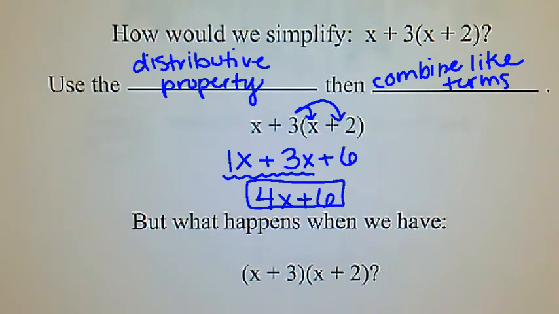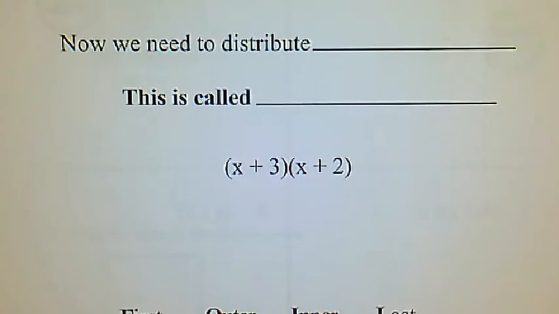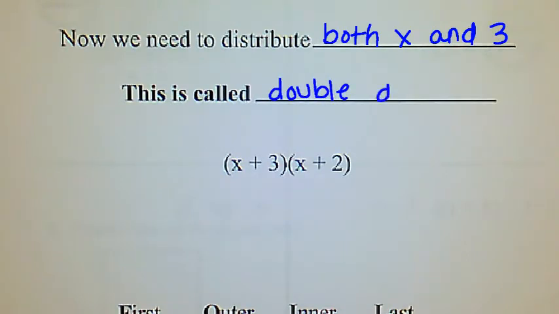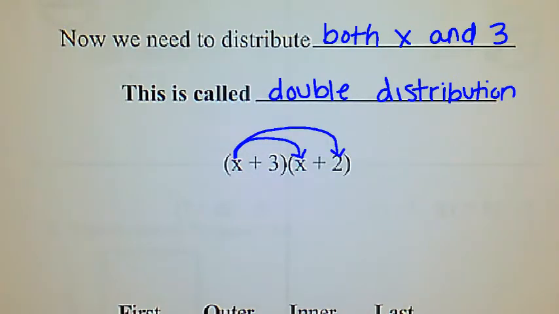But now let's look at what happens if we have two binomials that were multiplied. So if we have two binomials that we are multiplying, now we have to distribute both the x and 3. So this is called double distribution. Okay, so what that kind of looks like, so we do x times x and x times 2. Okay, so we get x squared plus 2x.